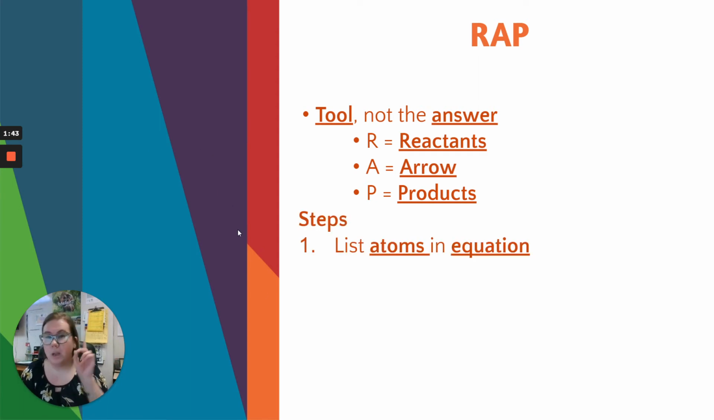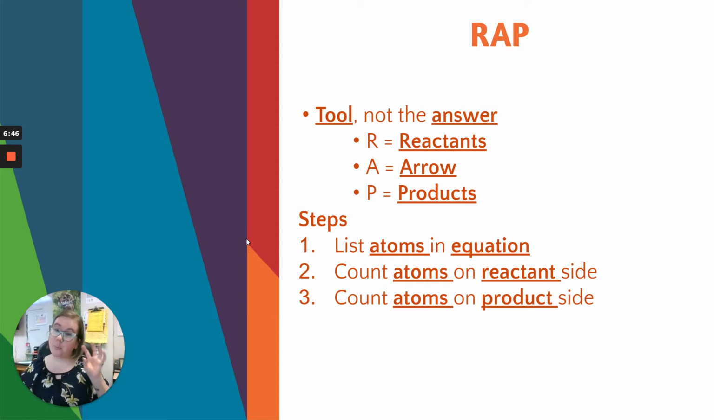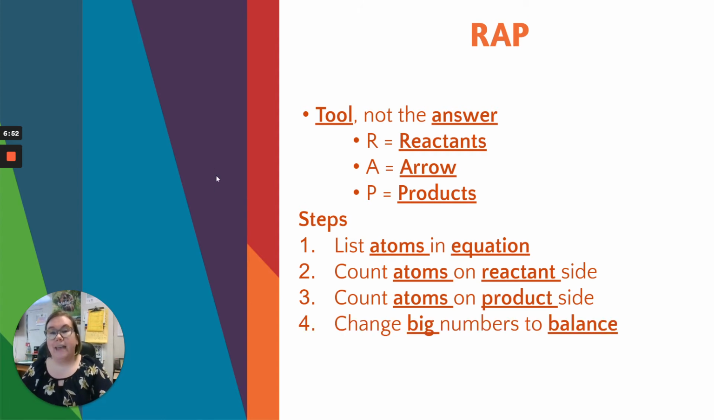So our steps. Number one is to list the atoms in the equation. So look at what elements we have. Conveniently, it's the same elements on both sides, so you can look at either side to list them. Then you need to count the atoms on the reactant side, so how many of each element. Then you need to count the atoms on the product side, again, how many of each element. And then you need to change the big numbers in your equation to balance it. And this will make a little bit more sense once we start looking at a RAP table through an example. But those are our four steps to balancing our chemical equations.